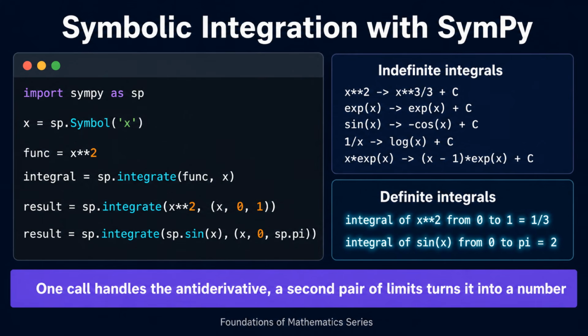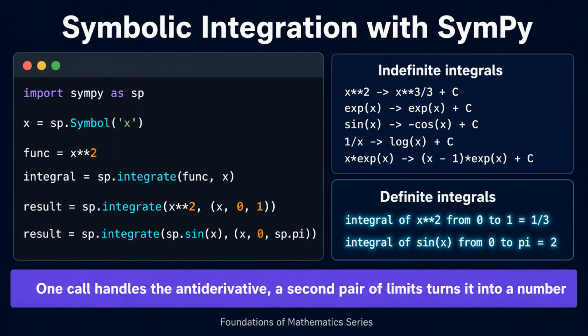Add a pair of limits as a tuple, and the same call returns a definite integral instead. The integral of x squared from 0 to 1 comes back as 1/3, and the integral of sine from 0 to pi comes back as 2. Notice the shape of that second call.